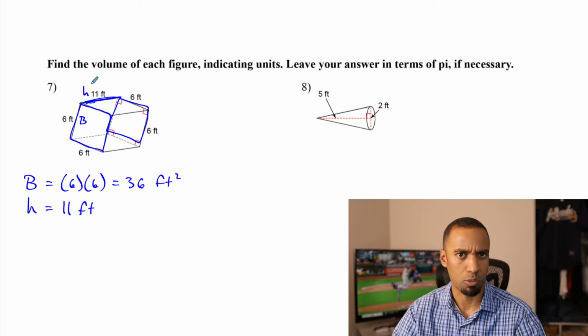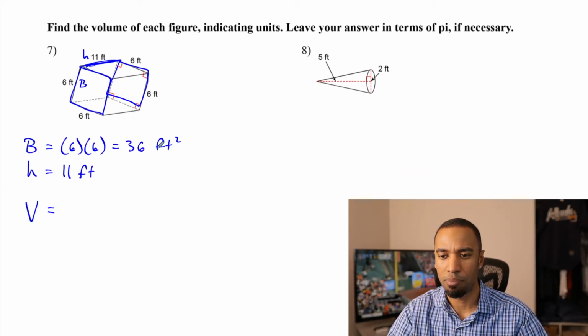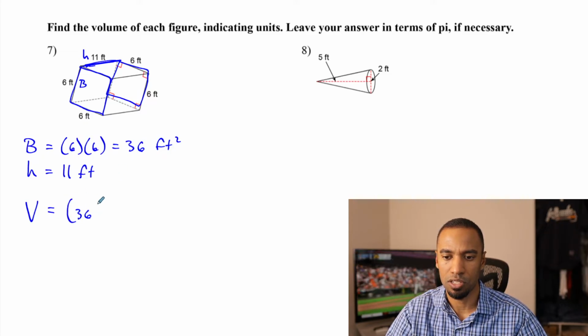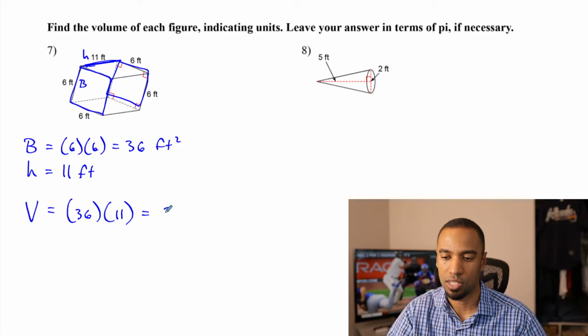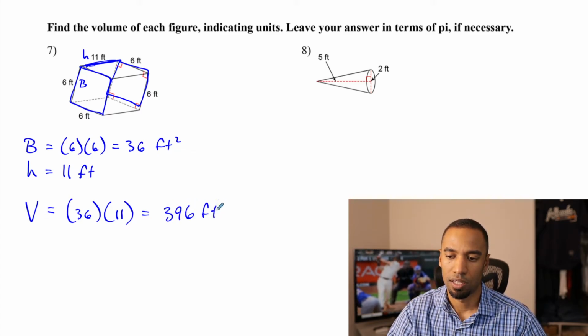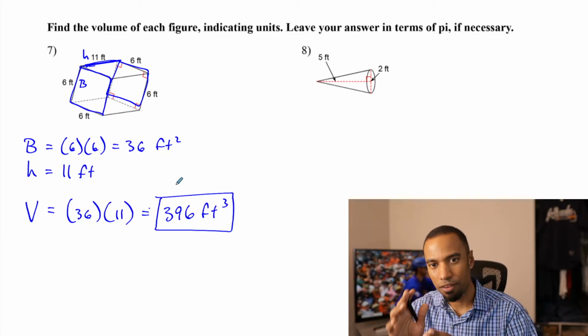Either way, you're going to multiply all three values together here. But the total volume is going to be area of base times height. So we're going to take 36, multiply it with the 11, and we get 396 cubic feet. And we're done. Leave units in your answer every single time.